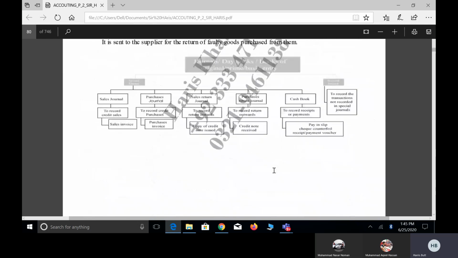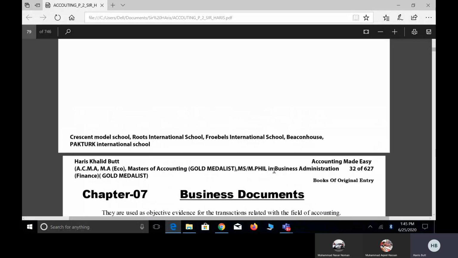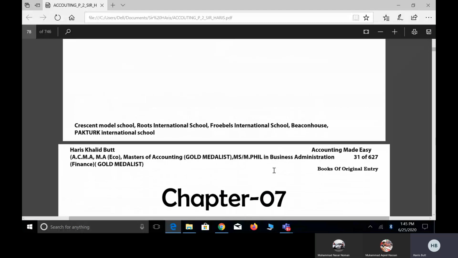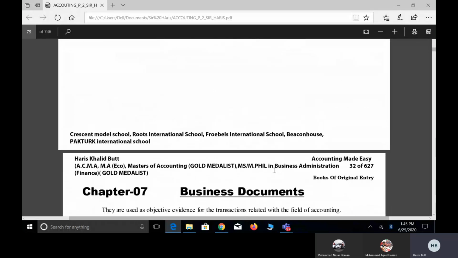And you can send me. You just need to write capital and revenue expenditure. You don't need to write all the things. Just write capital and revenue expenditure. That would be enough.